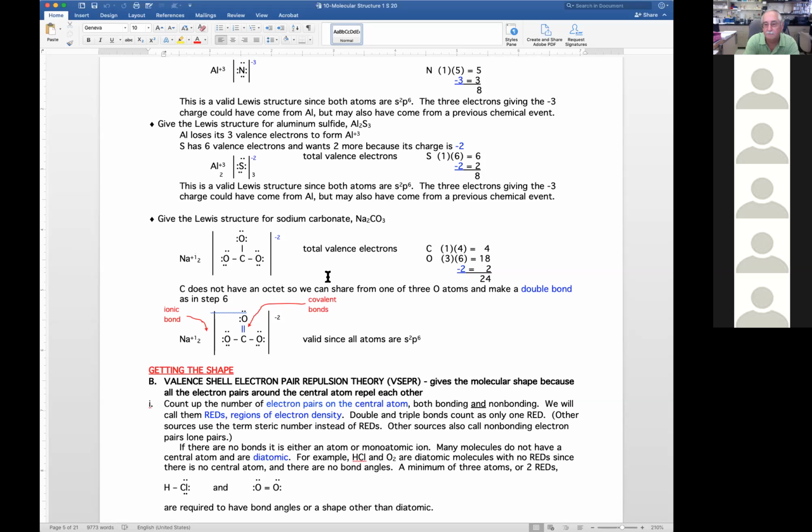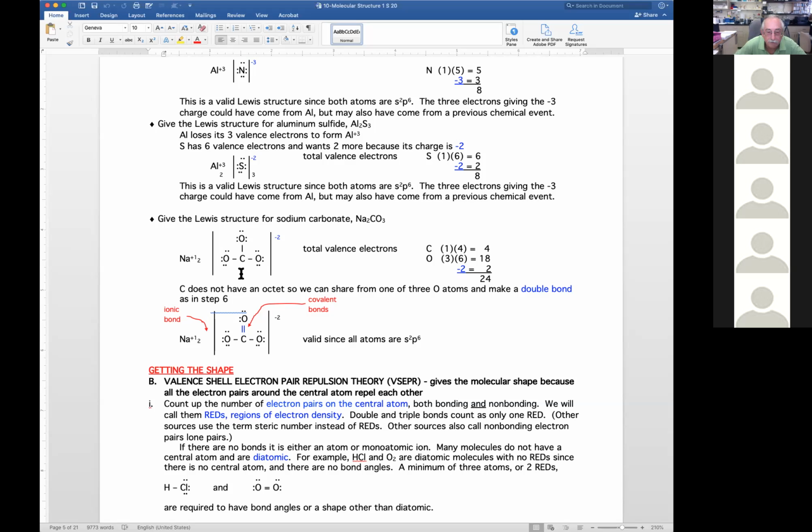And then what is the next step? We look for happiness. And you can think Hello Kitty. So 8, 8, 8. Uh-oh, only 6. So right now, carbon is not happy. So how do we make carbon happy? We share. So notice that I could share from here, like what I did, but I also could have shared from here, or I could have shared from here.